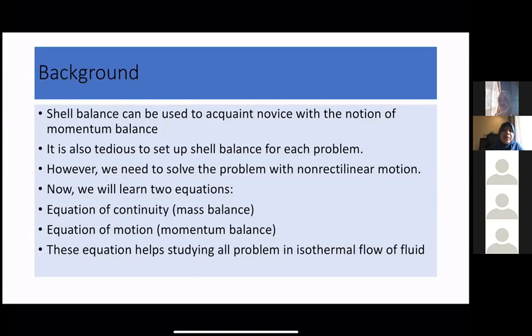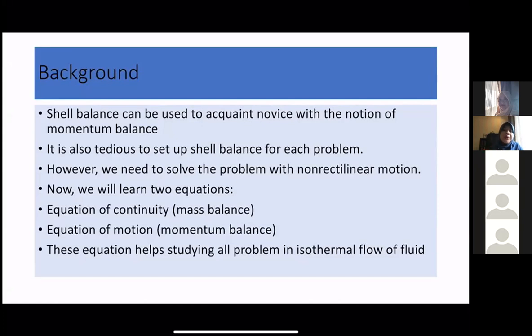And then also there are some problems that involve non-linear motion. For example, what happens if the motion is a function of theta? It is an angular motion, okay? What happens then? What happens if we have a combination of, let's say, R and also a combination with theta, for example? What happens? The shell balance can't do that.